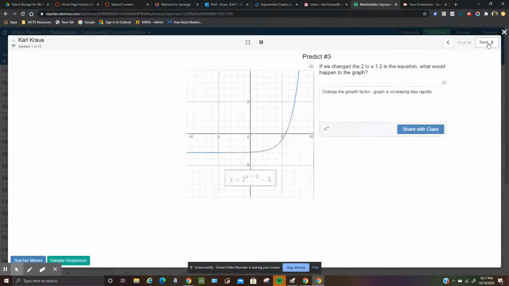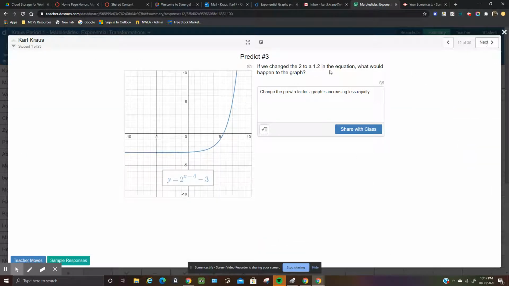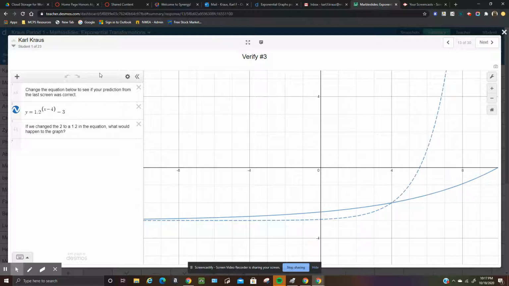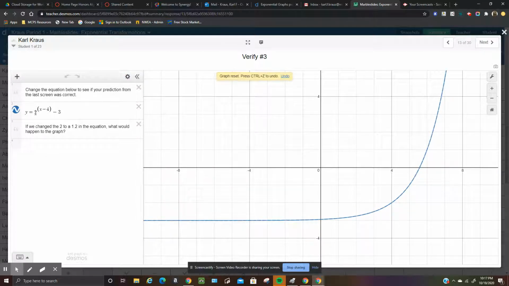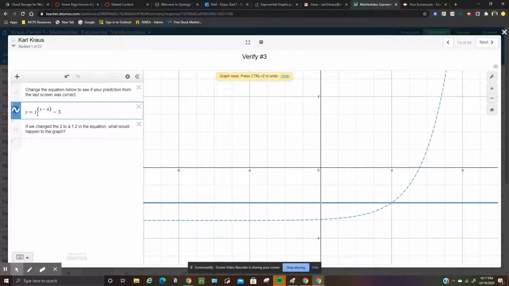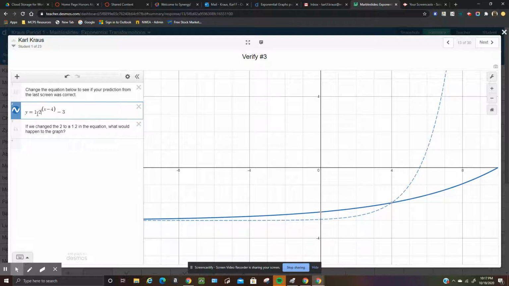All right, and then 12. If we change 2 to 1.2, what happens? It changes the growth factor. The graph would be increasing less rapidly. So let's reset this. We'll change this 2 to 1.2. So that flattens the curve there.